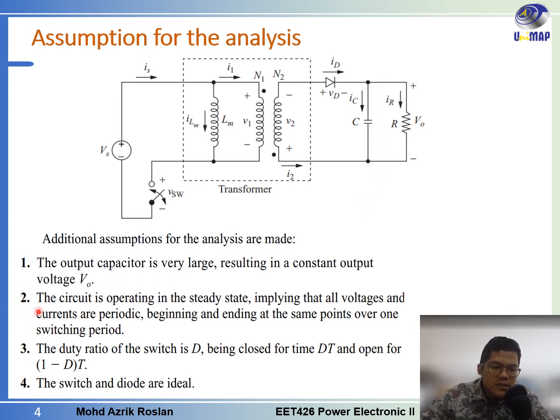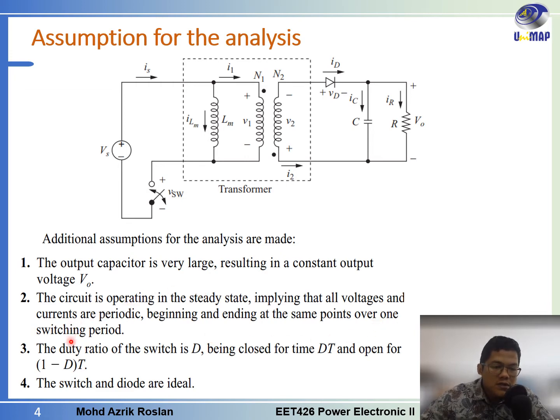The second assumption is the circuit is operating in steady state mode. So we don't consider the initial stage when the switch is just turned on. We just consider the analysis based on the steady state after the operation of the circuit is stable. And this will result in voltage and current that are periodic, beginning and ending at the same point over a switching period. So this is what we mean by having a steady state.